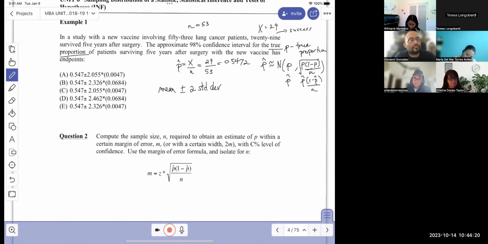Now let's put in what we have. We have p hat plus or minus 2. I'm just using the number 2 for now, because this is approximately normal and will catch 95% of the values around p hat. And the standard deviation will be the square root of p hat times 1 minus p hat over n.